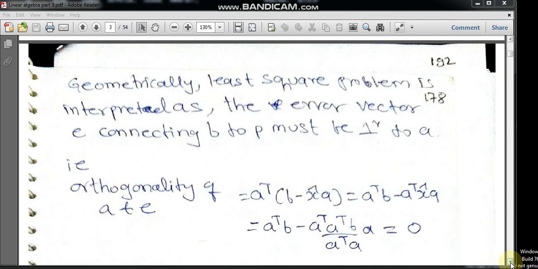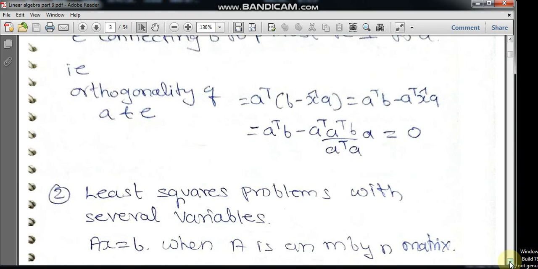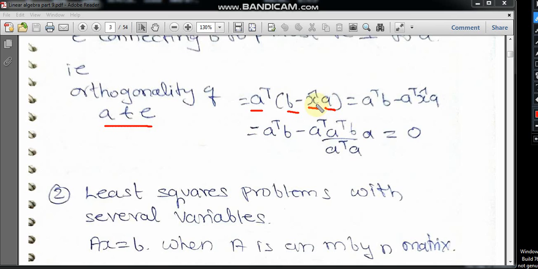Coming to this point, you can see the orthogonality of A and E. The given vector A and the error E should be perpendicular, which mathematically means their product equals 0. That is A transpose times the error. And the error is what? The actual value B, and if you multiply x into A, we should be getting B. So what will be the error? B minus the estimated value into A.